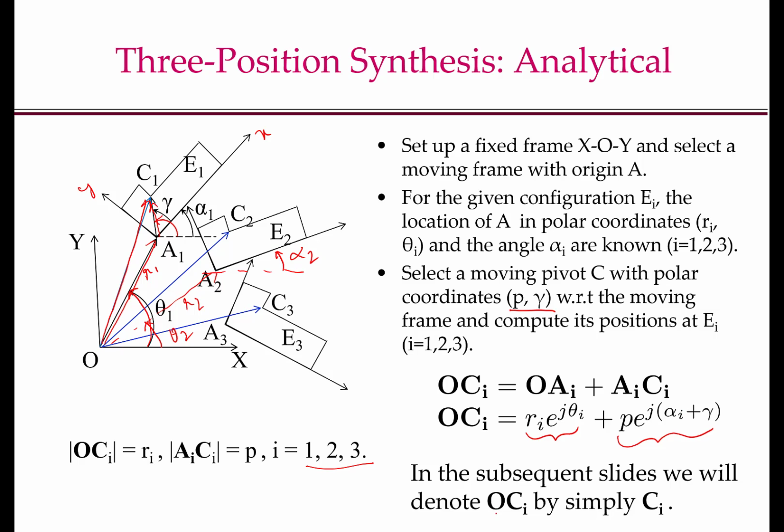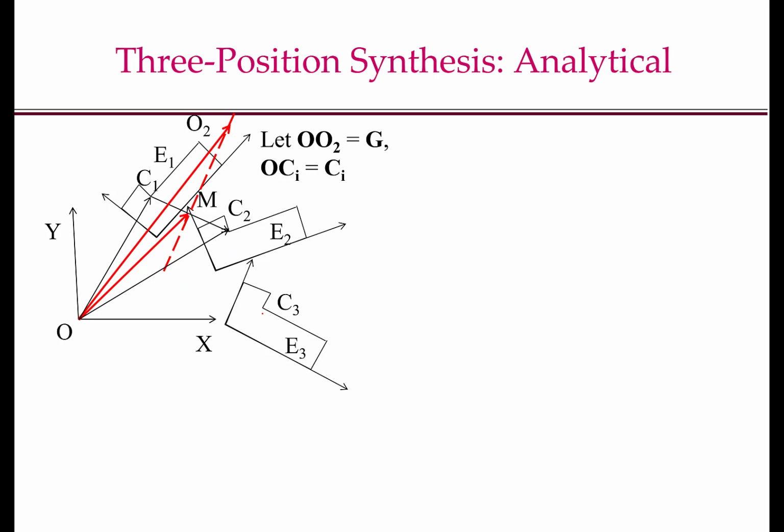Instead of writing OCi everywhere, we will replace OCi simply by Ci. C1, C2 and C3 are the position of the same moving pivot at these three different configurations E1, E2 and E3. Since the moving pivot C will always lie on a circle that is centered at the fixed pivot O2, C1, C2, C3 lie on a circle.